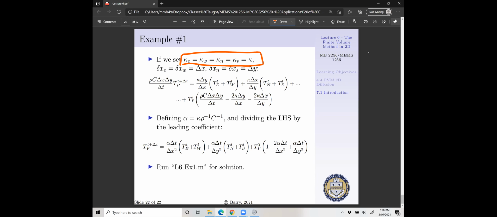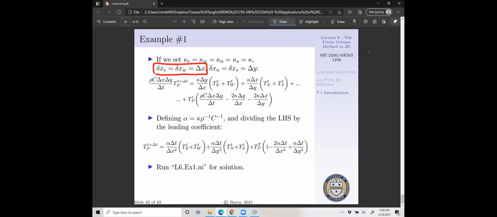And if we define a uniform grid within the system, we'd have delta x east is equal to delta x west, which would just be equal to delta x. And we could say delta y north and delta y south would just be equal to delta y. So we can make those assumptions. The uniform grid, yeah, that's easy. I could totally agree with uniform grid. Diffusivity, cool. If it's constant, we don't care about that.